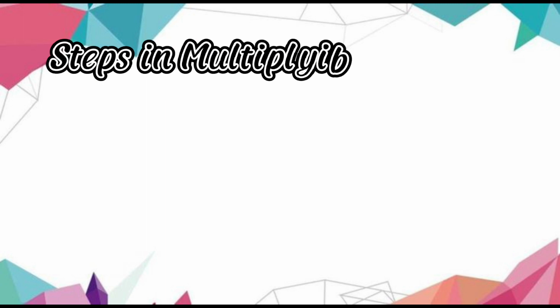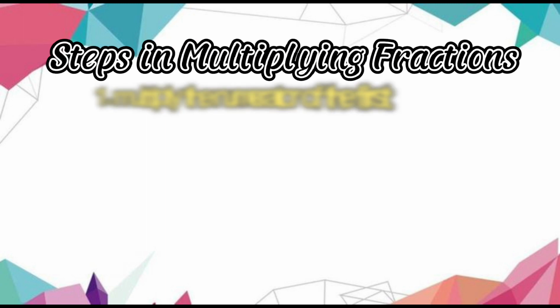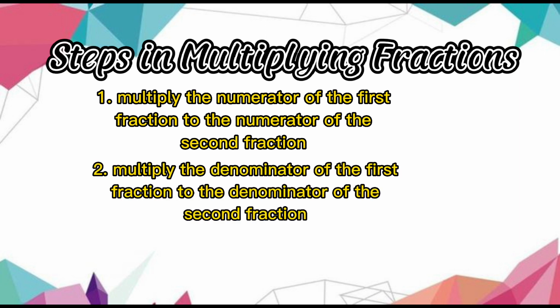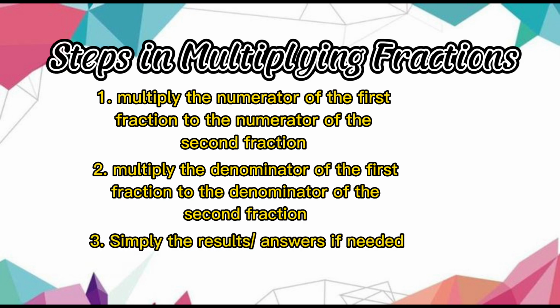Our topic for today is multiplying fractions. In multiplying fractions, there are steps to follow. Number 1, we multiply the numerator of the first fraction by the numerator of the second fraction. Step number 2, we multiply the denominator of the first fraction by the denominator of the second fraction. And then lastly, we simplify the results or our answers if needed.